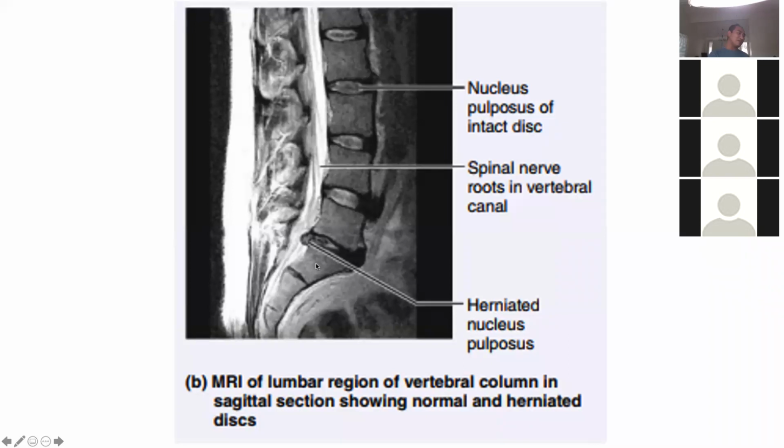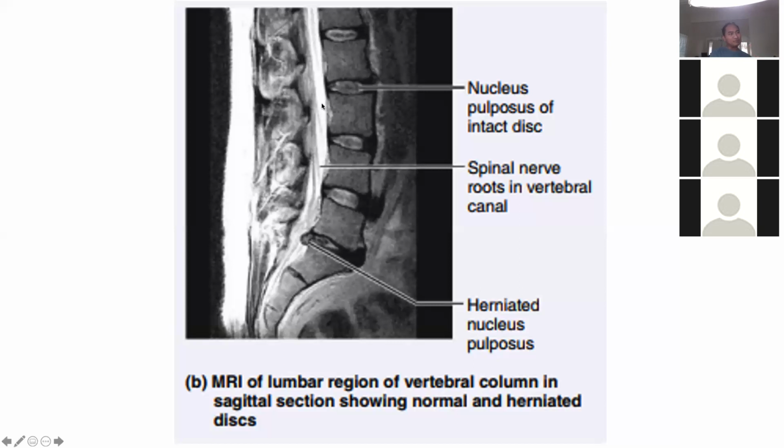Lumbar 4 and 5, look at it, is still good. What about lumbar 5 and S1? This disc is not as high as this one. It is weak already, and it is bulging into the spinal cord. That is what we call herniated nucleus pulposus. That is the disc herniation, which can be really painful, really irritating. So now you can appreciate the spinal anatomy.